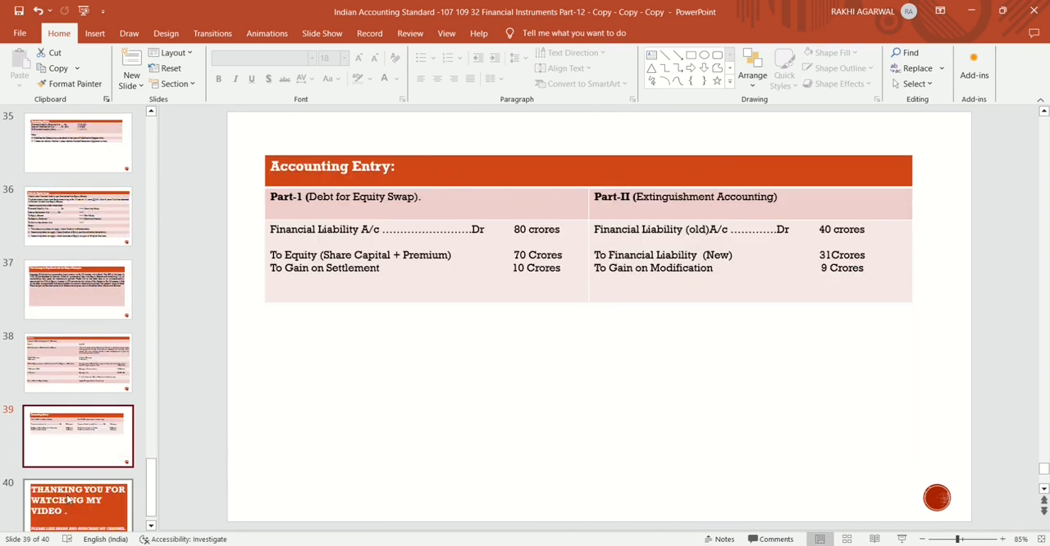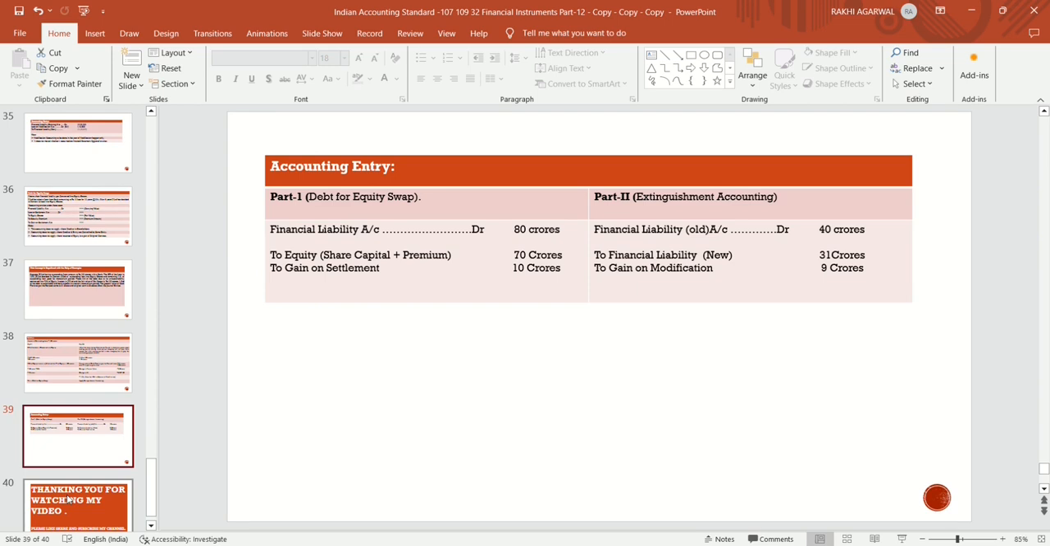Now accounting entry part 1, debt for equity swap, that is financial liability account debit by 80 crores. That 80 crores is converted into equity shares of 70 crores, because 70% of the value of 100 crores becomes 70 crores. There is a gain on settlement.